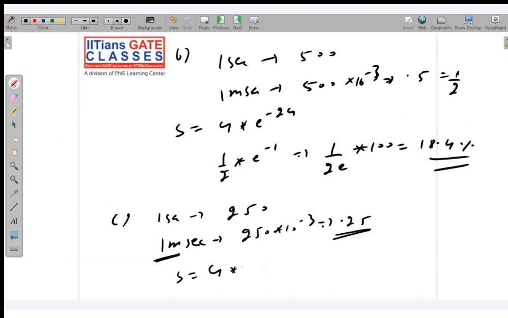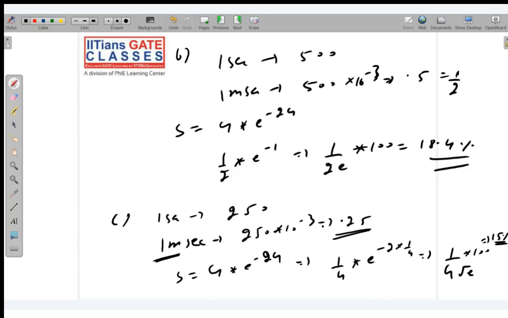S is equal to G into e to the power -2G. So 1 by 4 into e to the power -2 into 1 by 4. So 1 by 4 root e. Are you getting it? 1 by 4 root e into 100. Roughly you can calculate it. It comes out to be 15% approx. 15% roughly. Okay, you can check that out.